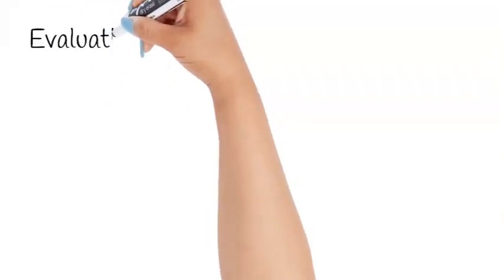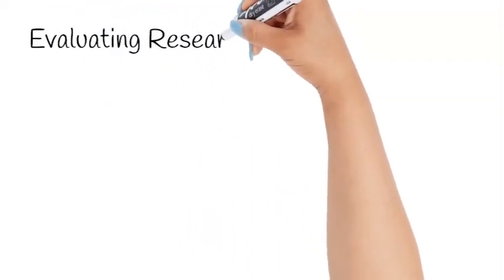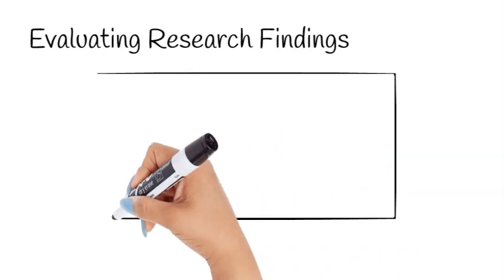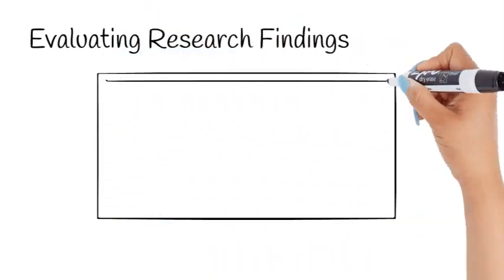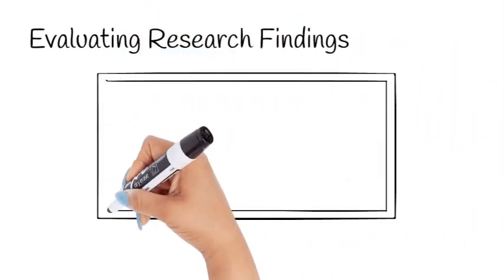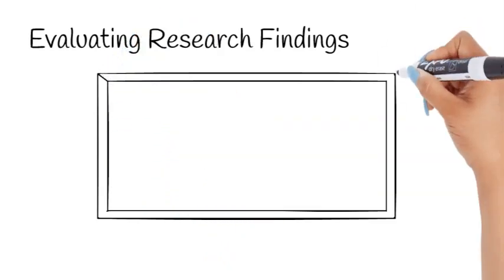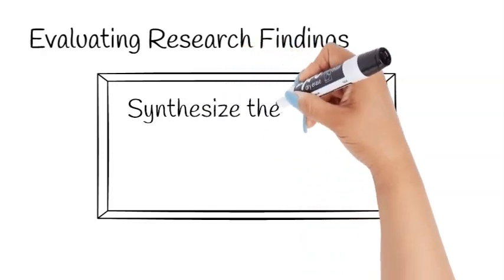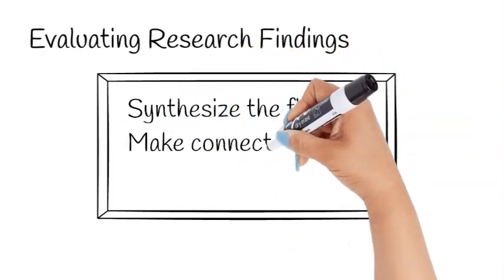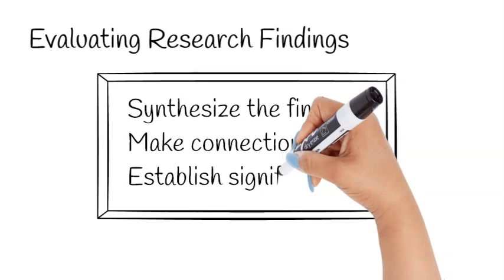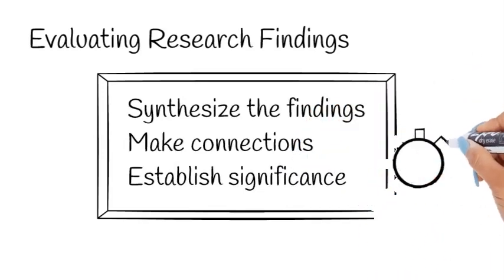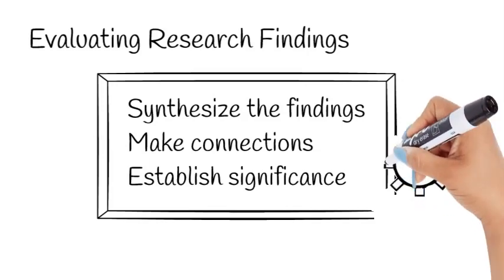Evaluating research findings is a critical step in the research process. Researchers must synthesize the findings, make connections, and establish their significance. Synthesizing findings involves summarizing the key themes and patterns identified from the data to understand the overall picture. The next step is to make connections between themes, identifying the relationships and complexity within the data. To establish the finding's significance, researchers must consider the research question's implications.